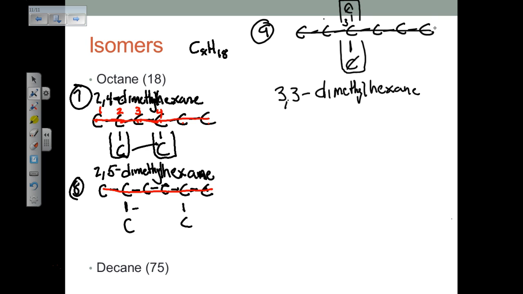Again, just to reiterate the numbering, we're not going to number from this direction because it's 1, 2, 3, 4, and so what's lower? 3,3 or 4,4. 3,3 is a total of 6. 4,4 is a total of 8. So that doesn't help.